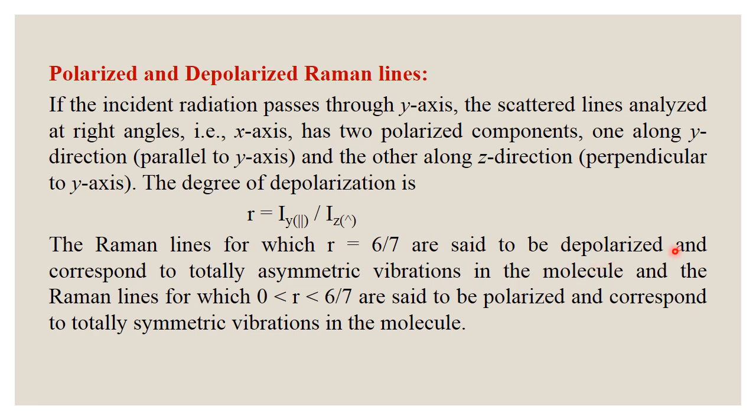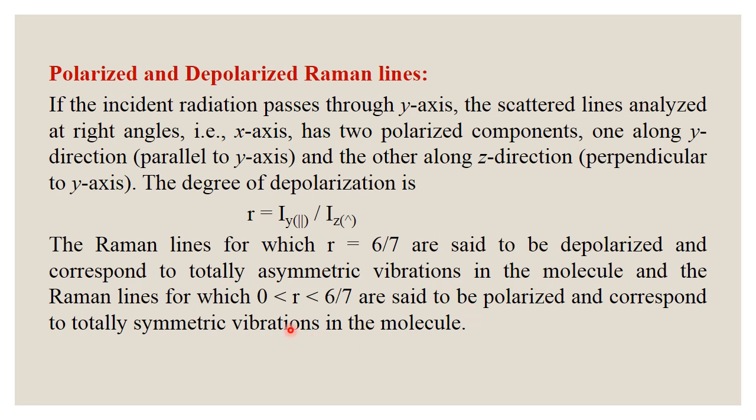in the molecule. If the Raman lines for which R is greater than 0 and less than 6/7, they are said to be polarized, and the corresponding vibration is totally symmetric vibration in the molecule. This is the condition. So for depolarized light, R should be equal to 6/7. This may be due to totally asymmetric vibration present in the molecule.